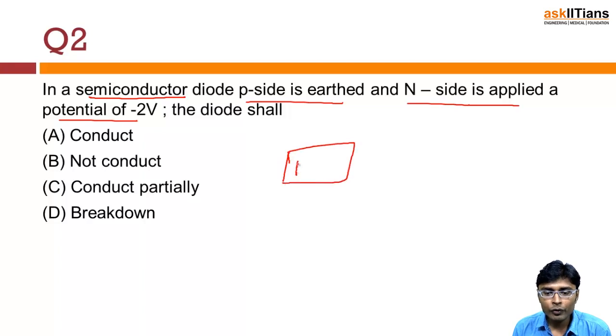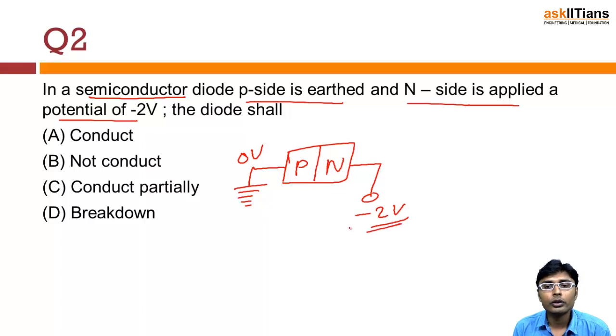In the given scenario, we have a PN junction diode and we are told that the P side is connected to earth, that is grounded, at 0 volt, okay? While the N side is connected to a potential of minus 2 volt, okay? If we see from here, the P side has more potential as compared to N, because this is 0 volt and this is minus 2. That means the P side has more potential as compared to the N side. That means it is biased in forward bias.